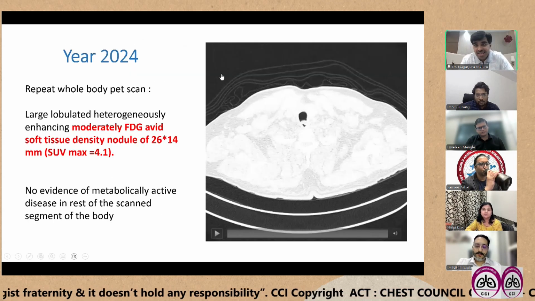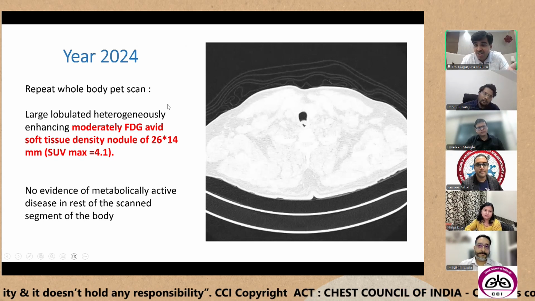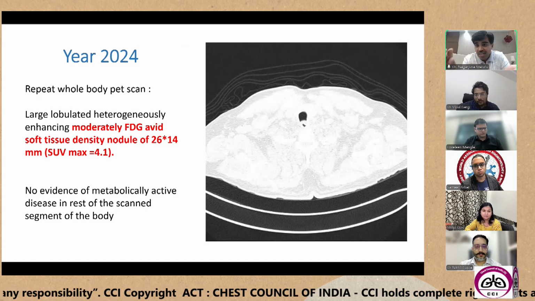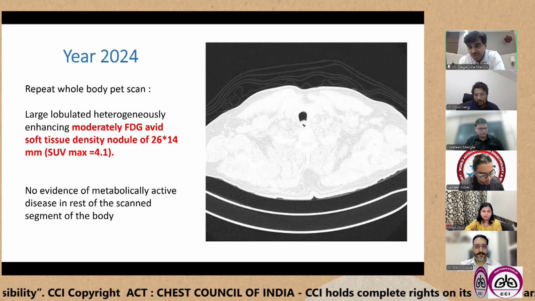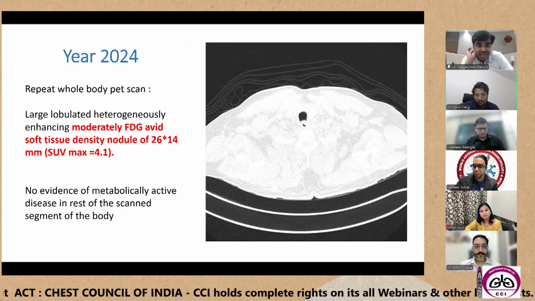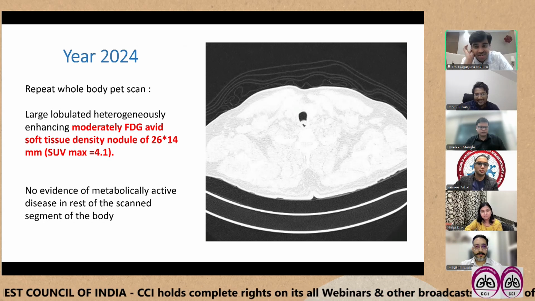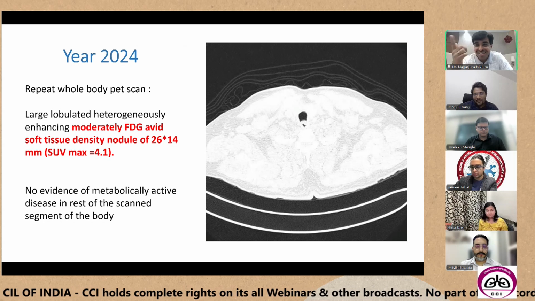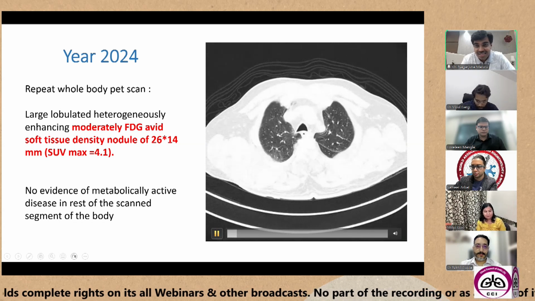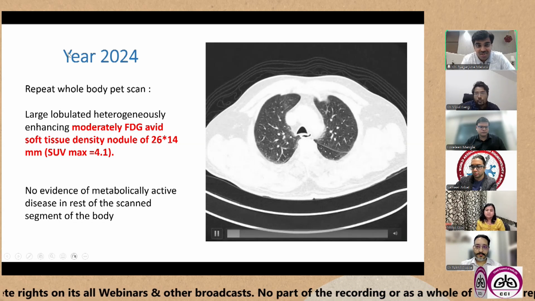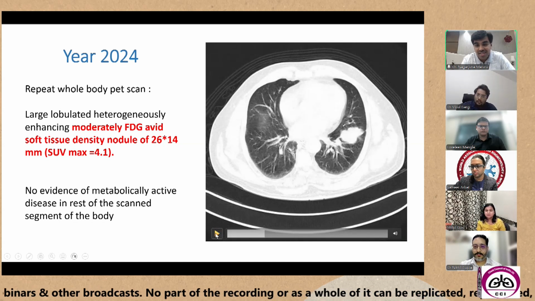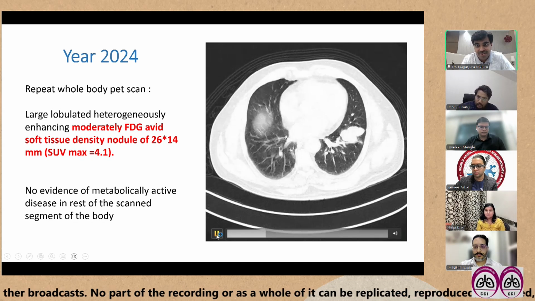Now in the index case, because he had an extrathoracic malignancy, sarcoma, it was decided that we have to closely follow. In fact, the patient was called after 3 to 6 months after 2023. But in India, it always happens that patients often take their own decisions. So he came after 1 year. And then again a PET was done.